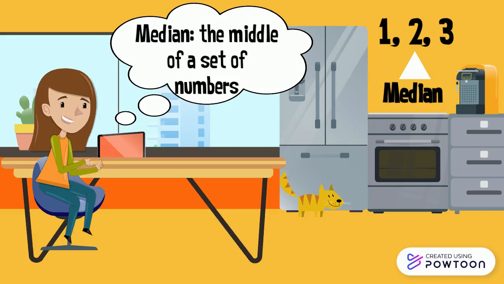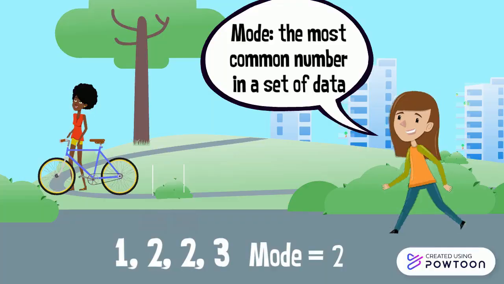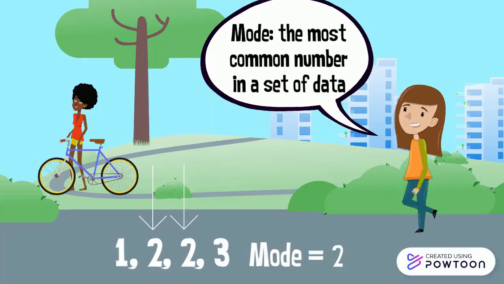The term median refers to the middle of a set of numbers. If you had the numbers 1, 2, and 3 in a set, the median would be 2 because that is the number that falls in the middle. Finally, the mode refers to the most common number in a set of data. For example, if you had a set of data which included the numbers 1, 2, 2, and 3, your mode would be 2 because that is the number that is represented most in the data set.